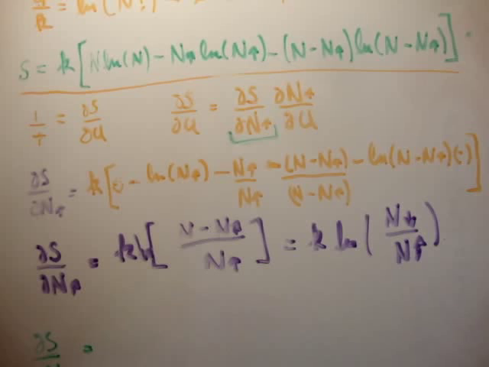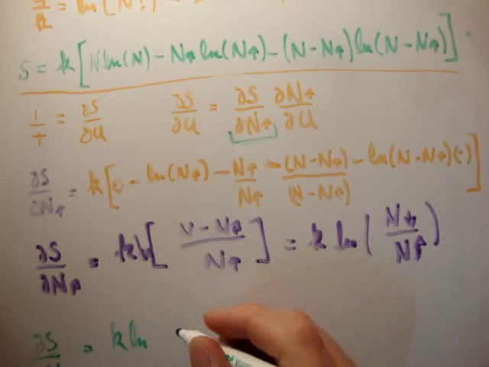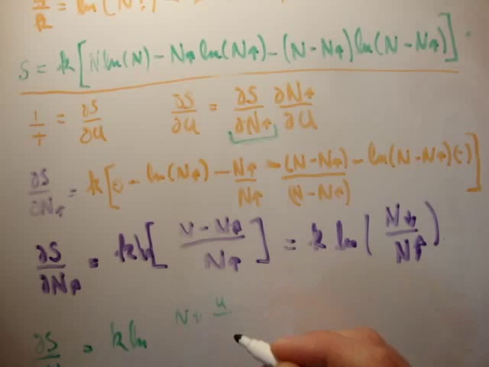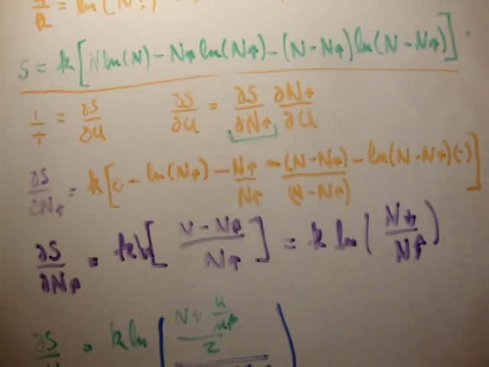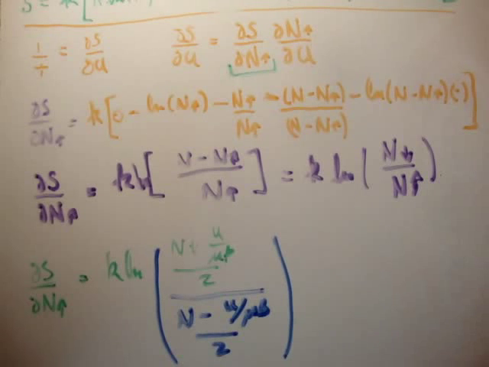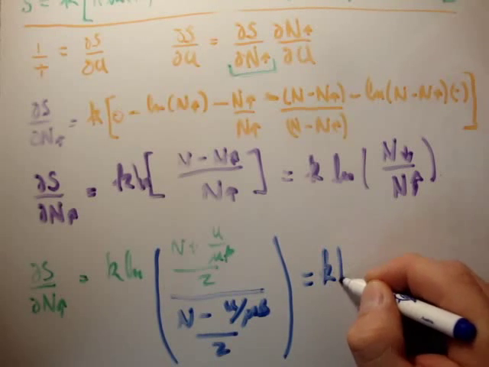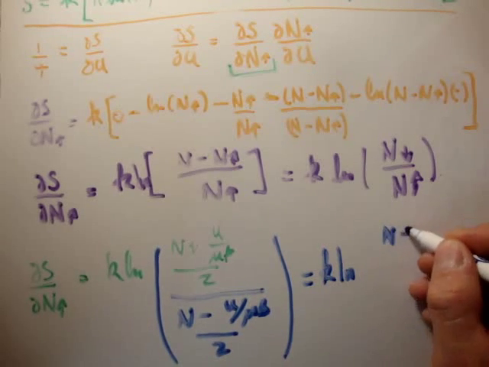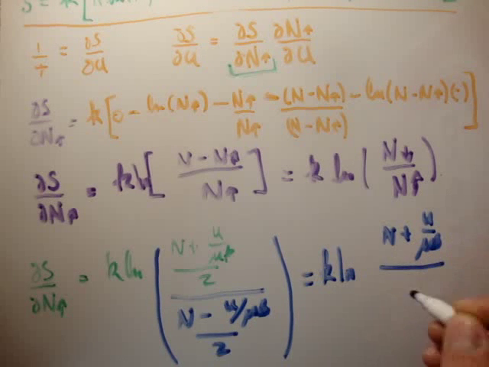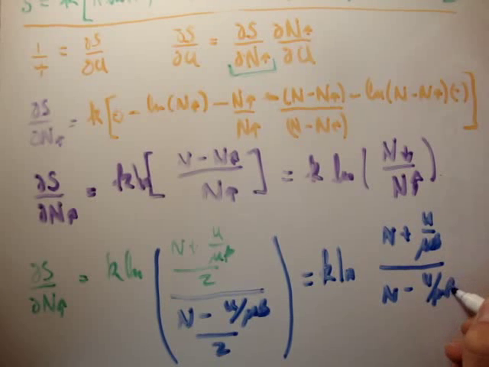Then del S del N up is equal to K log of (N plus U over mu B) over 2, and then under that, we're going to have N up, which is (N minus U over mu B) over 2. Looks a bit hairy, but you can see there's lots of symmetry and all these things cancel out. I'm going to get K log of (N plus U over mu B) over (N minus U over mu B).